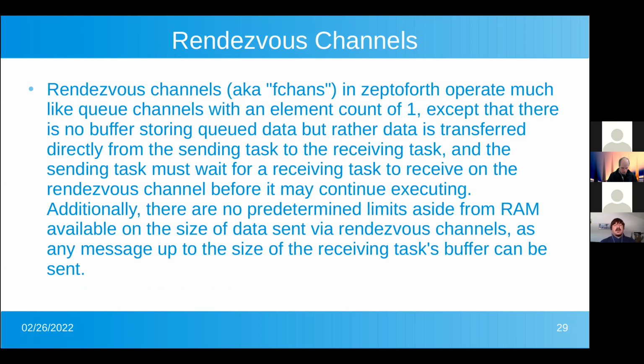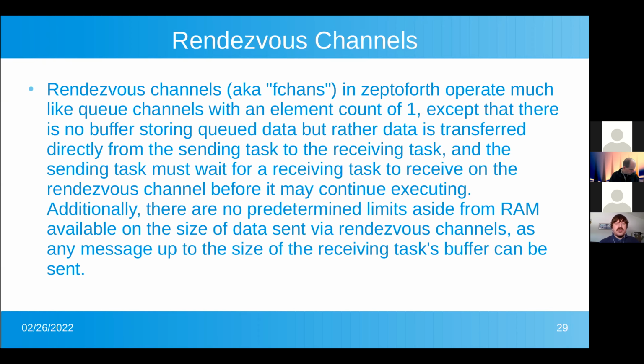Rendezvous channels, they're called F-chans because when I first designed them, they were supposed to be fast in that they didn't actually copy the data unnecessarily being sent, but it turns out that they're not really any faster in practice than Q channels, except for that you can send arbitrary blocks of data and don't have to specify a specific size ahead of time. They also do not use a queue.